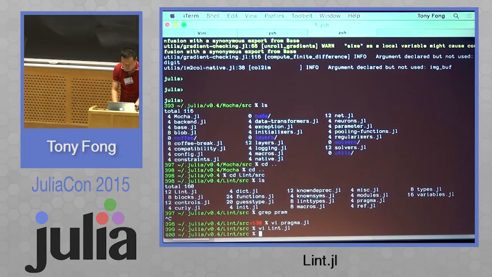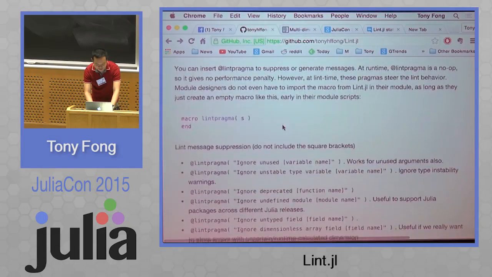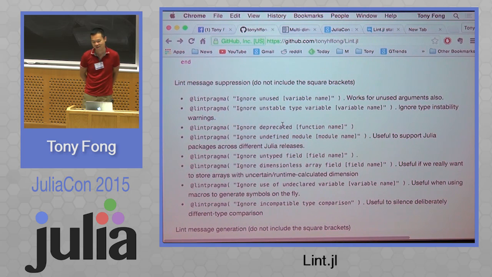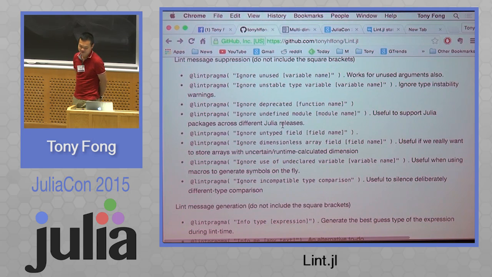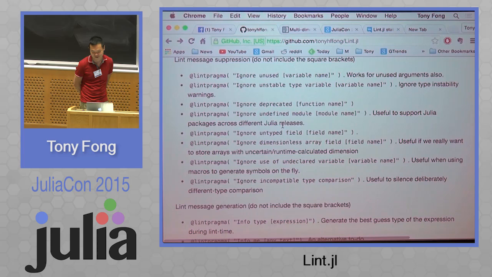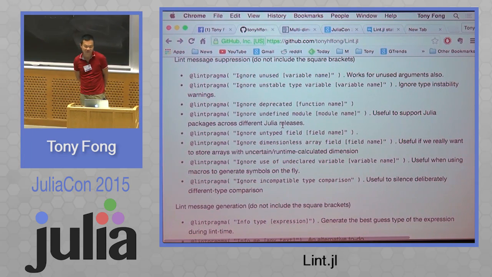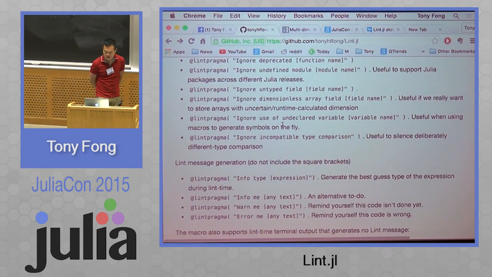So there are a lot of Lint pragmas out there that serve more or less useful purposes. For example, ignore unused variable name, if I just don't want to use that variable in that particular implementation. Ignore unstable type variable: you set variable x to a string, and then later set variable x again to a float. It will generate at least a warning, and you can use that to silence it. And there are a whole bunch of other Lint pragmas that can help you with that.